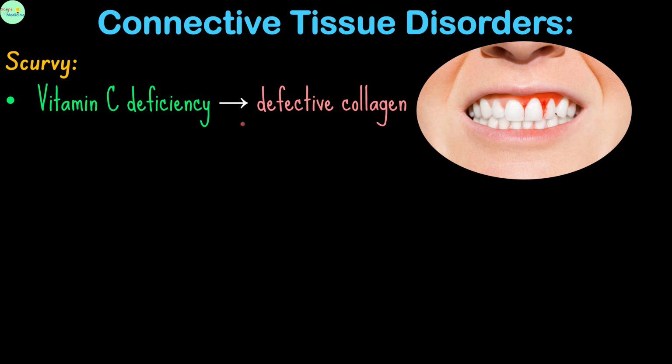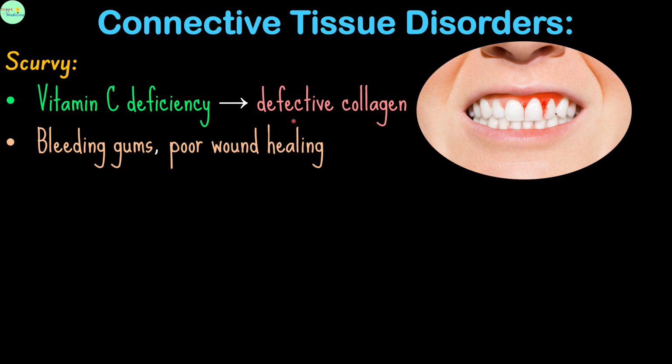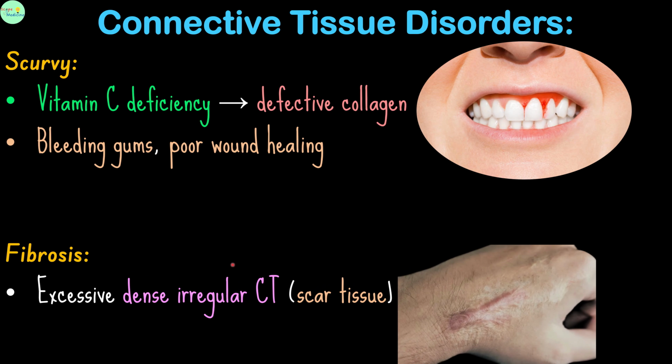Scurvy is a nutritional deficiency disease caused by inadequate dietary intake of vitamin C, which is an essential cofactor for the enzymes that catalyze the hydroxylation of proline and lysine residues during collagen synthesis. Without sufficient vitamin C, collagen chains cannot be properly hydroxylated, and the resulting collagen molecules are unstable and cannot form stable triple helices or cross-link properly, leading to a classic clinical presentation including bleeding gums, poor wound healing, easy bruising, and fragile blood vessels.